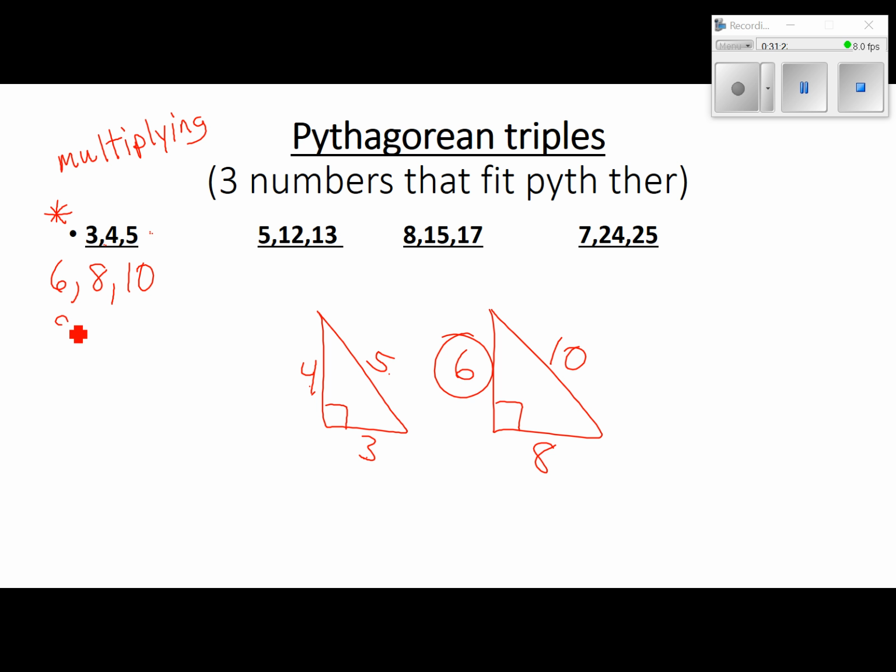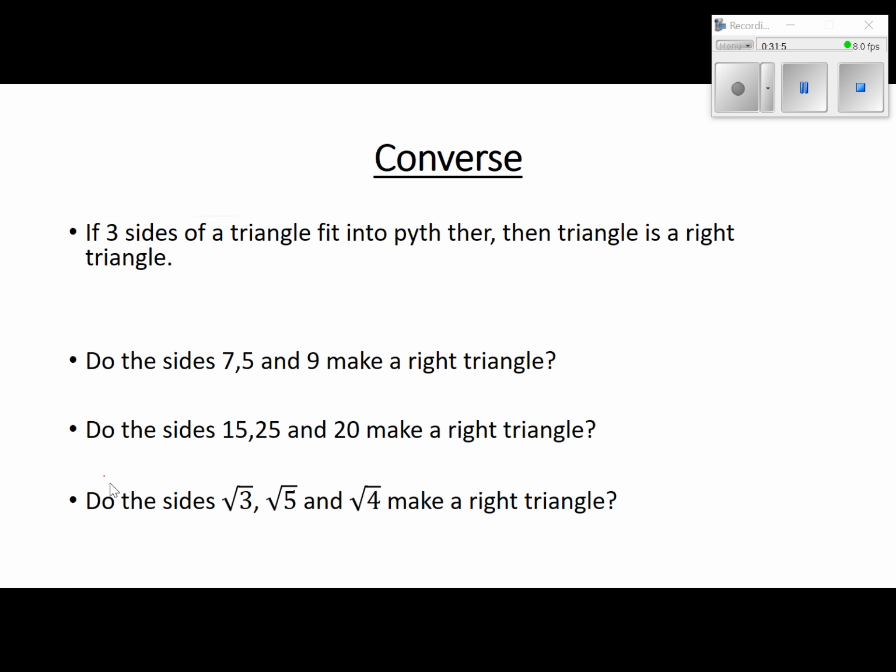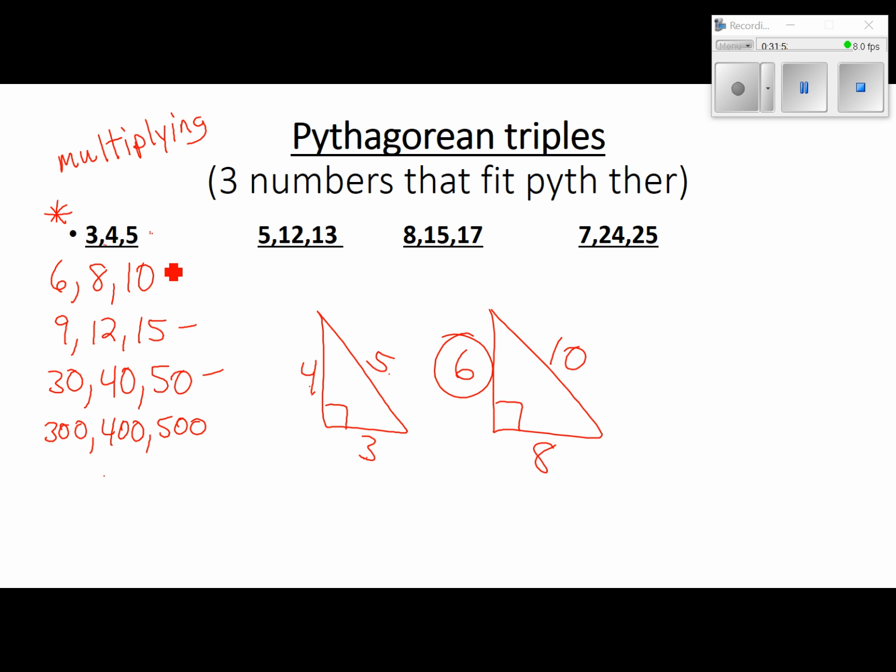We could triple each one of them: 9, 12, 15. We could multiply each one by 10, get 30, 40, and then the hypotenuse would have to be 50. Remember, the hypotenuse always has to be the longest one of the 3. We could multiply them all by 100 and get 300, 400, and then the hypotenuse would have to be 500. Those are all different kinds of Pythagorean triples that fit into this 3, 4, 5 family. And there are many, many more, not just the ones I have listed here.